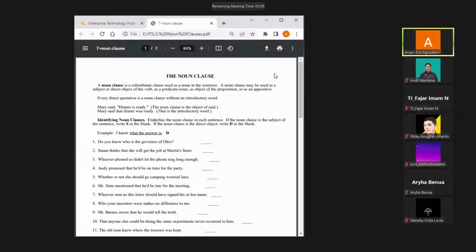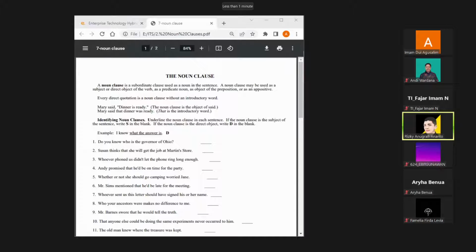Oke, let's try. Siapa berikutnya ini yang mau mencoba? Number 2, Susan thinks that he will get the job at Martin's store. Nah, ini tentu saja apa ini? Tentu saja direct objects. Ya. Oke, Mr. Rizky, will you try number 3? Right.